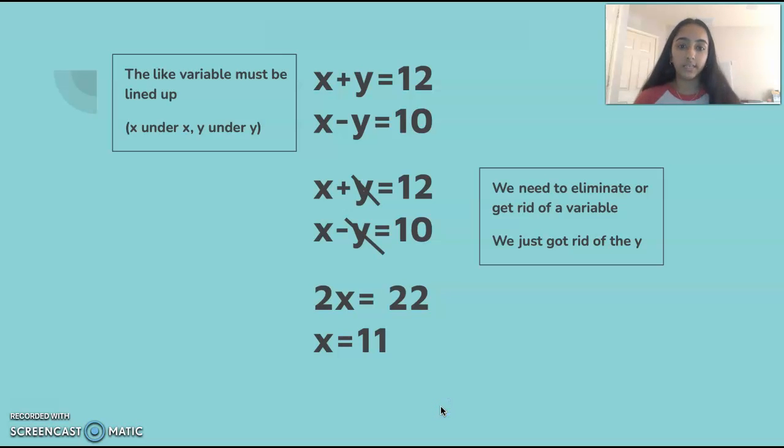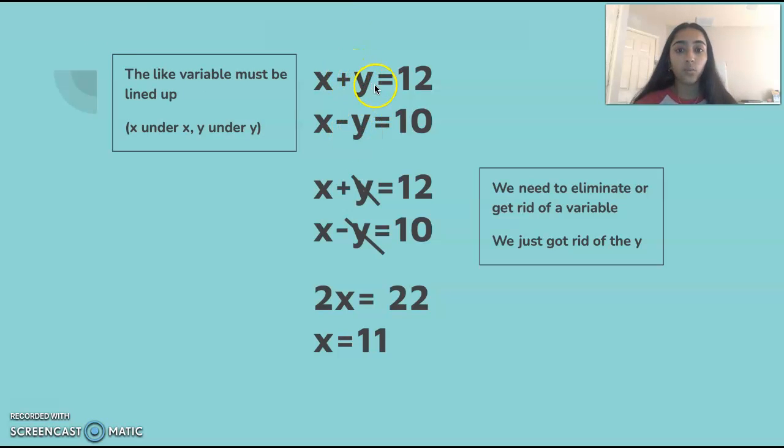So, first, here is the equation that we have, the problem we've been given. Notice that the like variables must be lined up. This means that the x is under the x, the y is under the y, and the numbers are under each other. And we can also see that none of these, x or y, have any numbers in front of it, so this is more of a simpler problem.